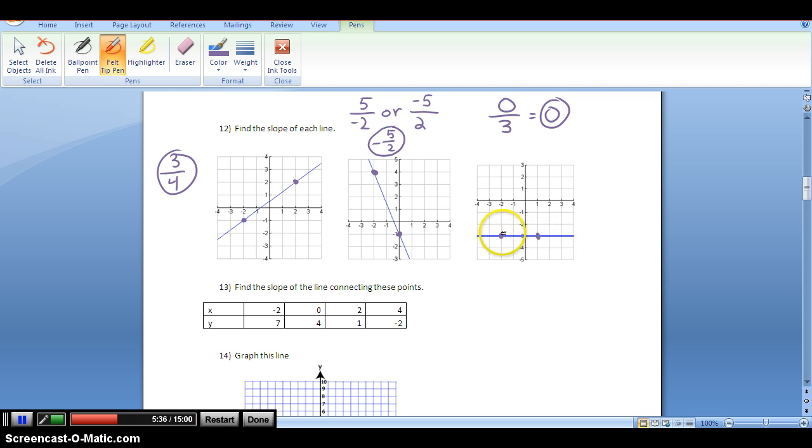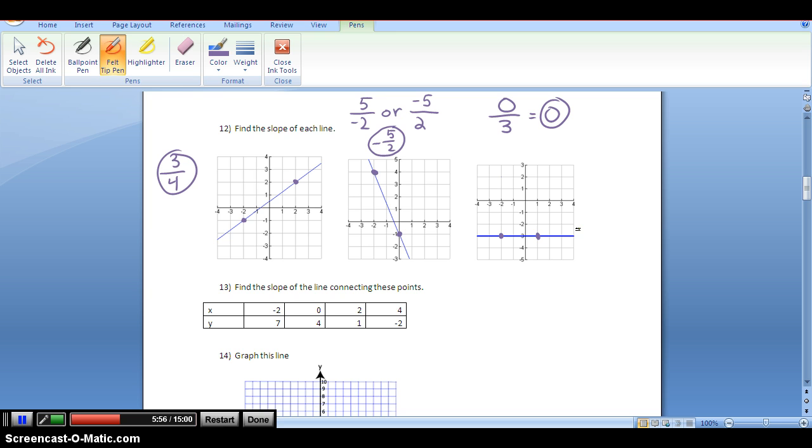On the horizontal line, I just chose any 2 points on there. It's a rise of 0 and a run of 3 or -3, or you might have gotten 2 or 4 or 5, depending upon what points you choose. It doesn't matter. 0 divided by anything, with the exception of 0, is 0. So the slope here is 0.